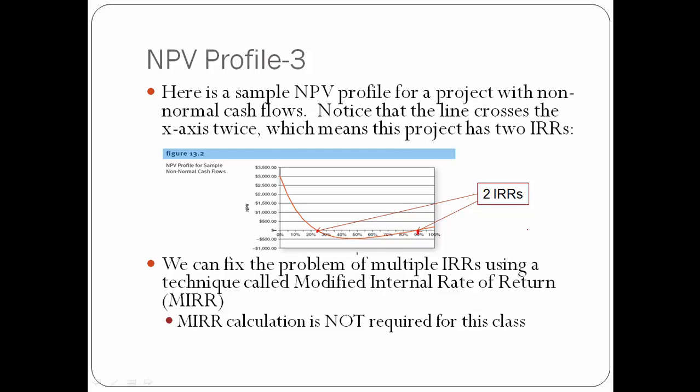We can fix the problem of multiple IRRs using a technique called modified IRR, but modified IRR calculation is not required for this class. So at this point, let's just keep in mind that it is possible for a non-normal project to have multiple IRRs, and that makes the decision process based on IRR a little bit difficult or confusing.